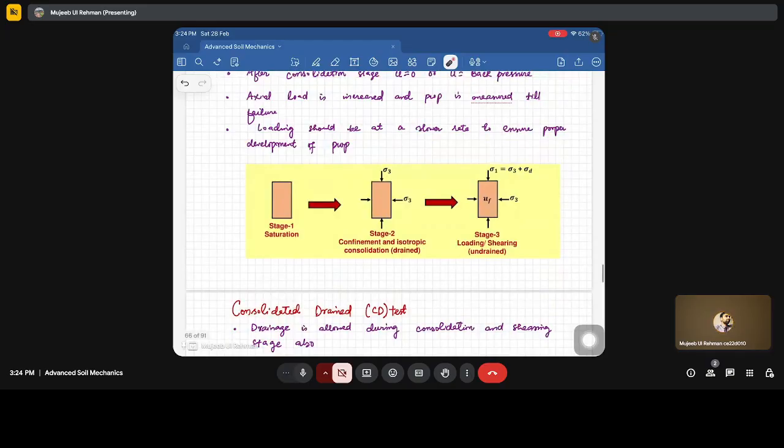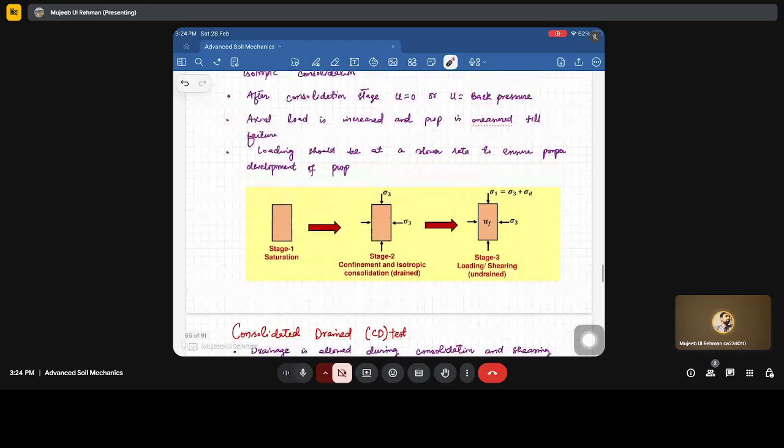And you can see the stress conditions: stage 1 is the saturation stage where the B value is greater than 0.95. Then we have the confining stage, isotropic consolidation, and it's a drained stage where the water is allowed to escape, and the shearing part. In the shearing, it's undrained, so due to the application of sigma D and the drainage valve being closed, there is a generation of pore water pressure, that is Uf.